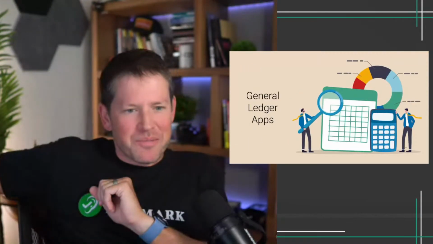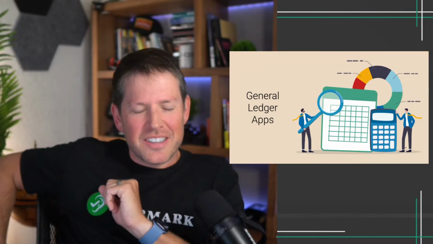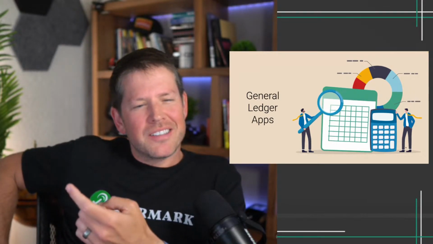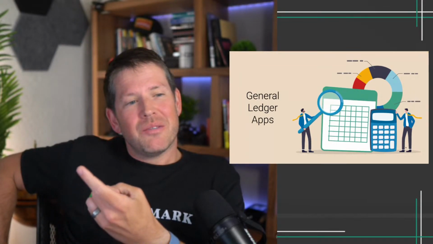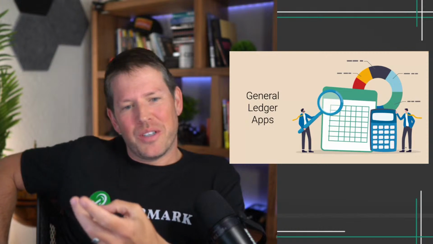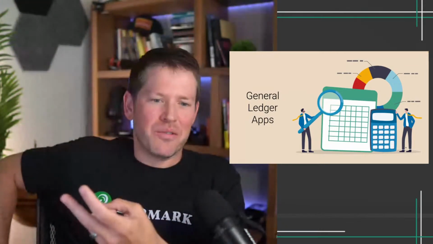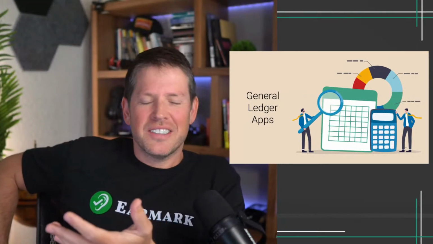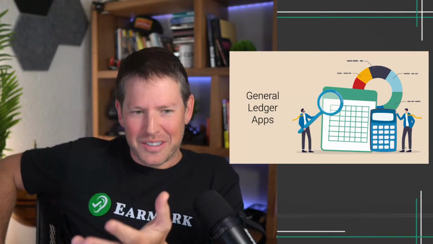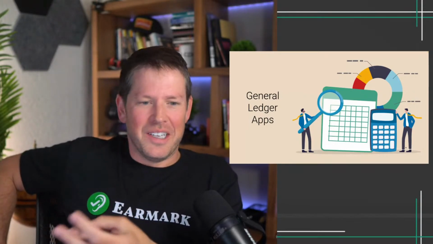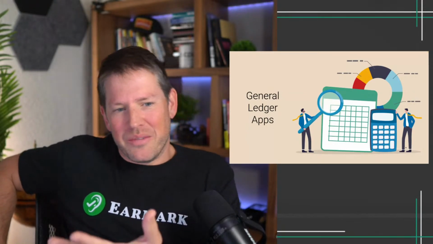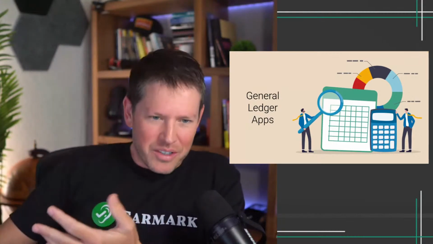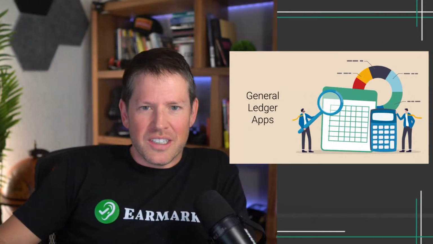General ledger apps. So we've touched on proposal management. We've talked about workflow, and now we're actually going to get into the accounting software. So obviously, if you're going to do accounting, you need a general ledger. So what's the default? QuickBooks, obviously, right? That's what people are using.